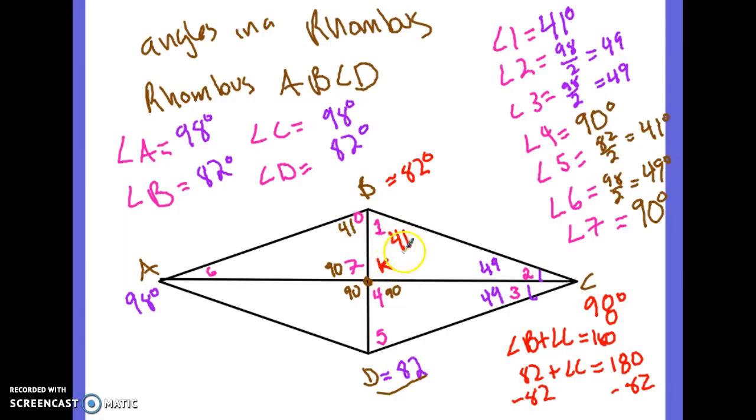They both have to be 41. We know that both of these have to be the same, 49. Those diagonals bisect one another. Therefore, it makes it a little bit easier for us to work with.